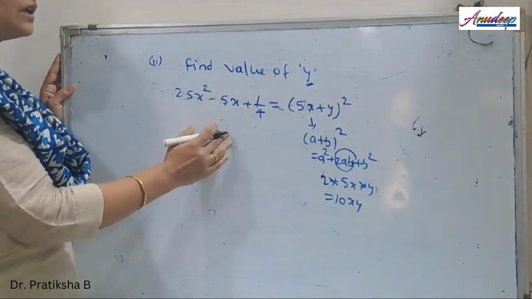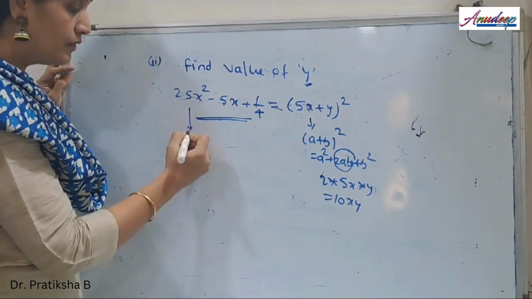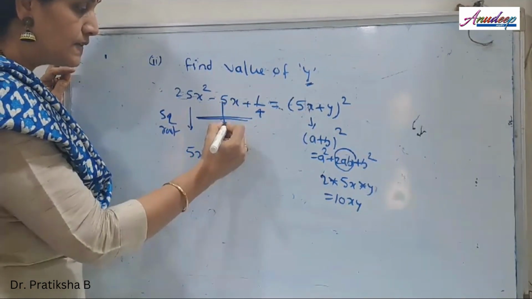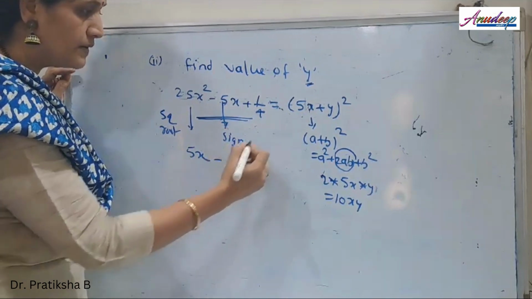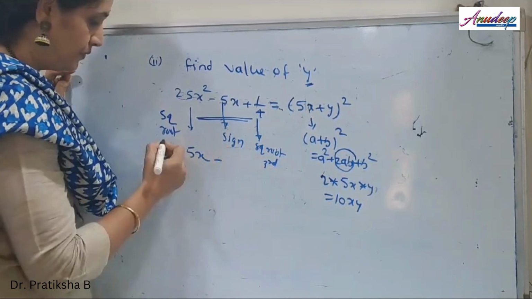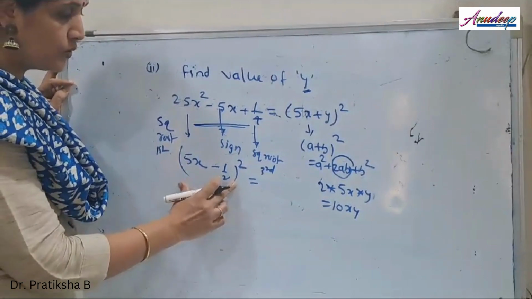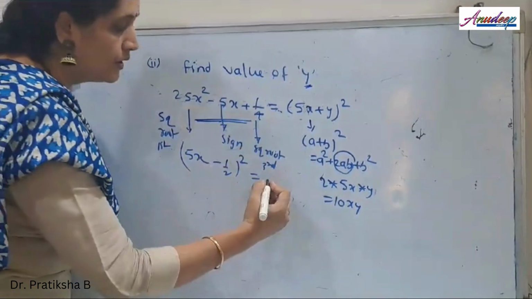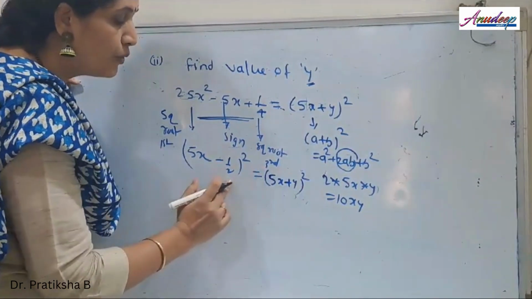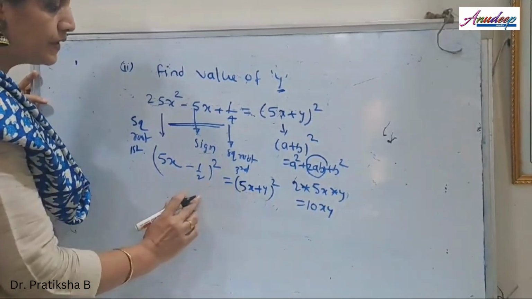Rather, we will think for which binomial expansion we have this expression. For that we take the square root of the first term, that is 5x, the sign of the second term, that is minus, and the square root of the third term, that is 1 by 2. If you expand (5x minus 1 by 2) the whole square, you will get the given expression. So on the right hand side we have (5x plus y) the whole square. So we have square terms on both the sides, left hand side and right hand side.